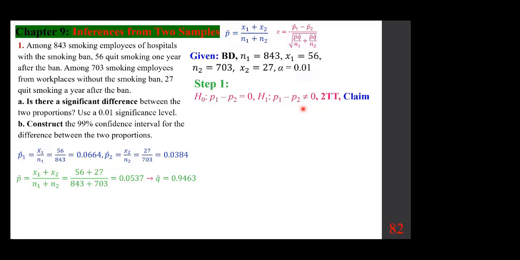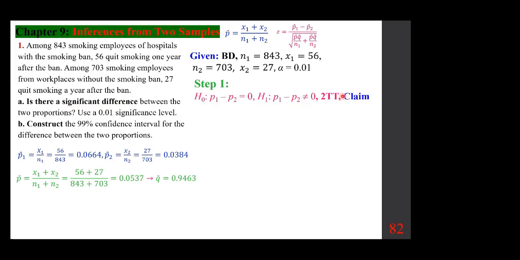H1, P1 minus P2 is not equal to 0. Now, I want you to pay attention to this. It's not asking if it's less than or greater than. Is there a significant difference? Because of the way the question is asking, it's not equal. And you have a choice of writing P1 minus P2 is 0 or P1 equals P2. If you write P1 equals P2, then this becomes P1 is not equal to P2. Just be consistent.